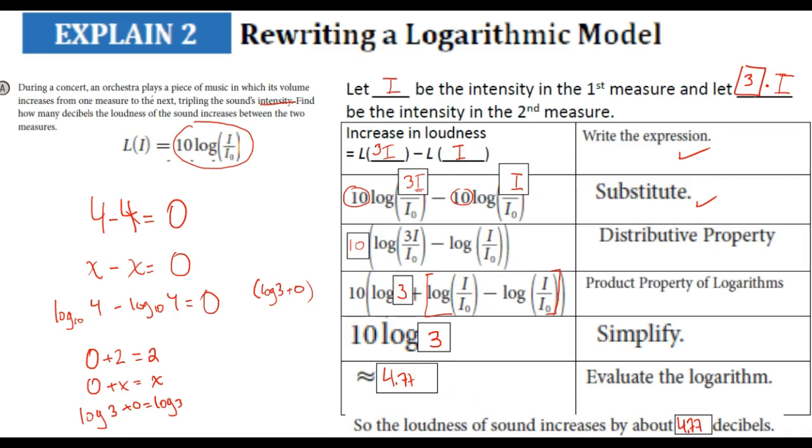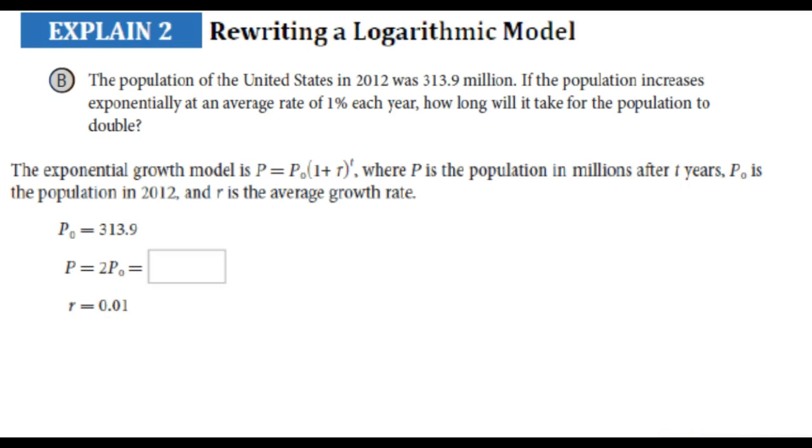We're almost home free, guys, because letter B is next. It says the population of the United States in 2012 was 313.9 million. If the population increases exponentially at an average rate of about 1%, just 1% each year, how long will it take the population to double?